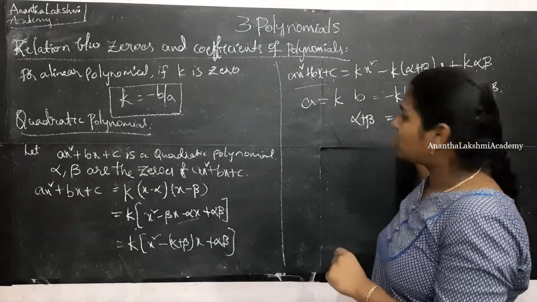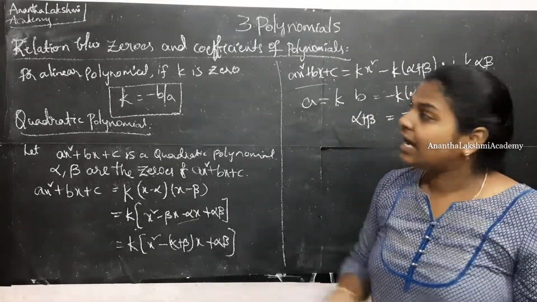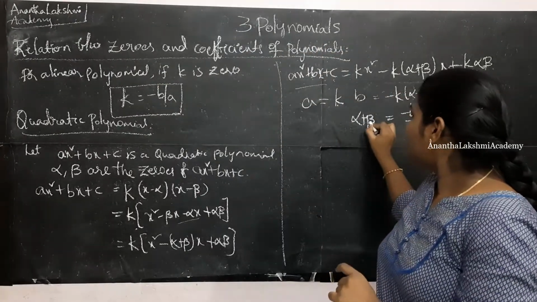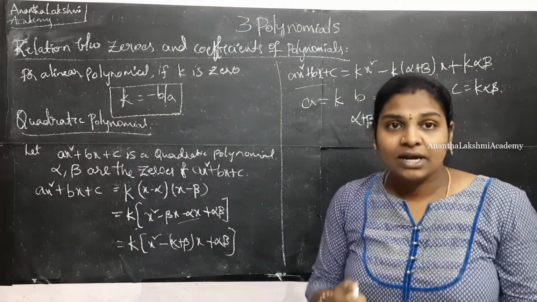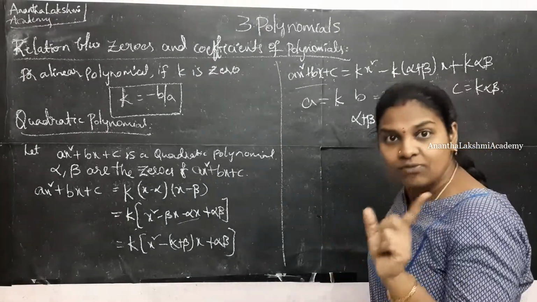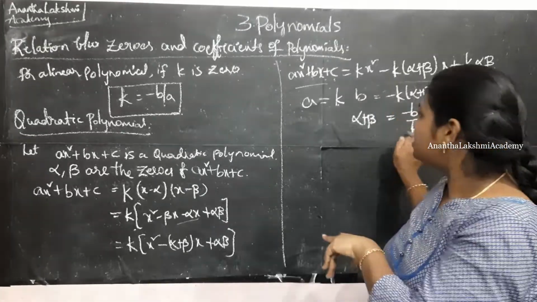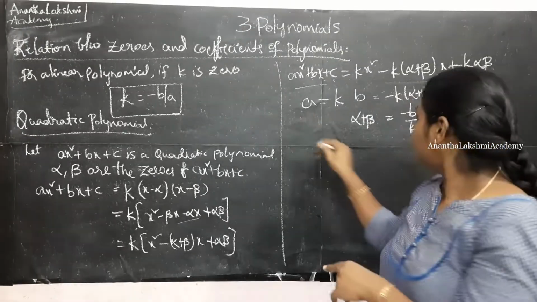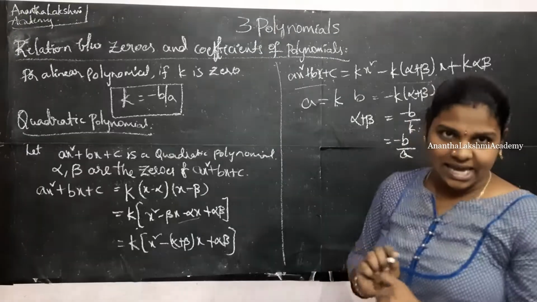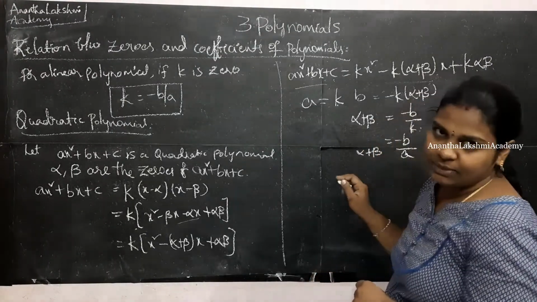What is k? k is a constant, but k is also equal to a. What am I trying to get? The relation between zeros and coefficients of polynomial. So if I am to bring up a relation between these two, I do not want k here because I want the relation between zeros and coefficients. So instead of k, since k is equal to a, I am going to substitute minus b by, what is the value of k? a. Alright. So alpha plus beta is equal to minus b by a.